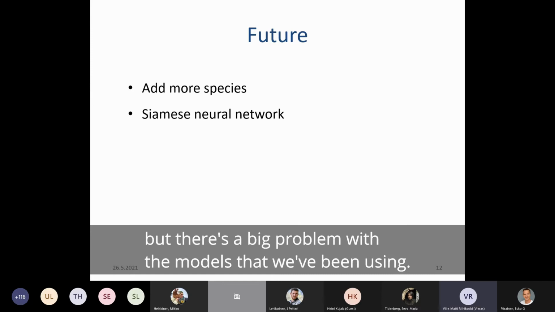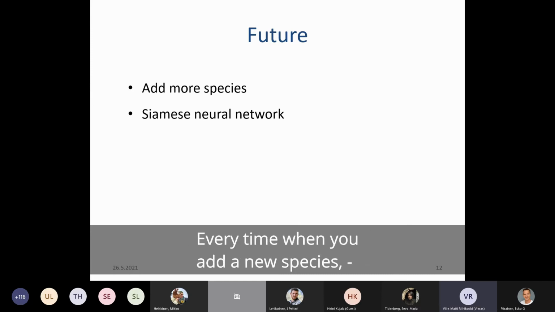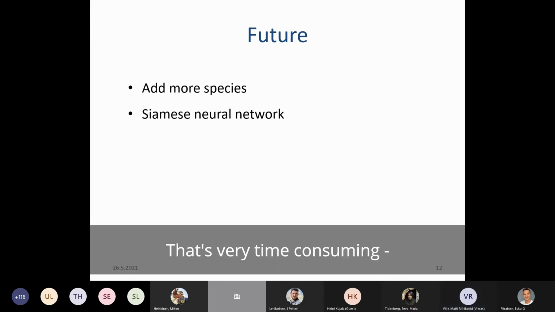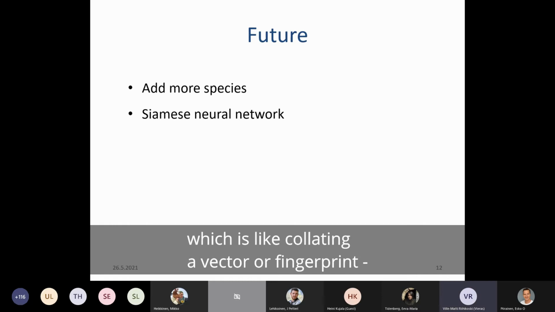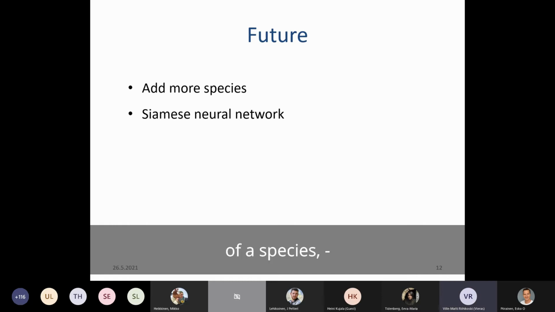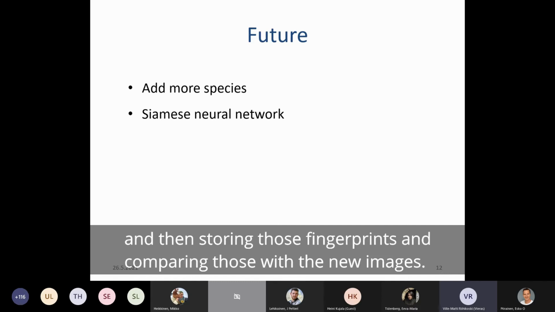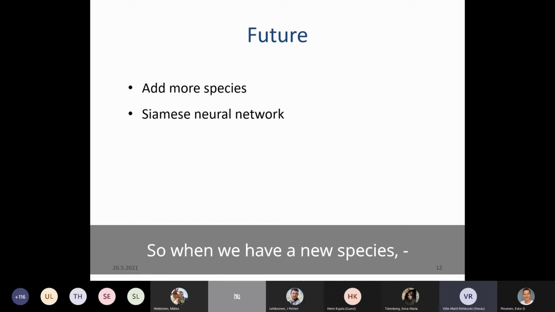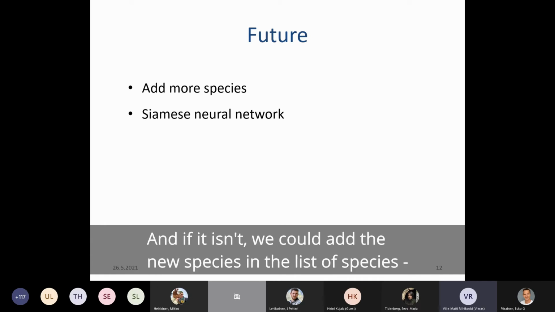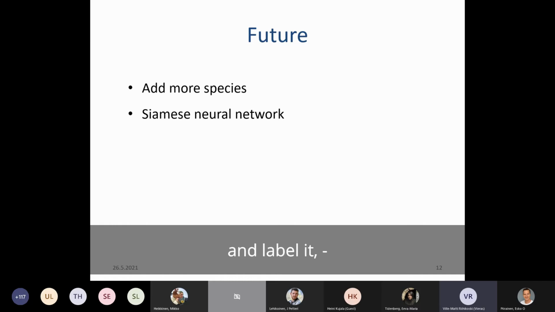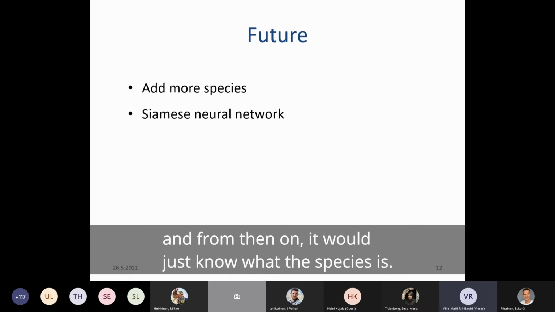But there is a big problem with the models that we've been using, because every time you add a new species, you basically have to retrain the whole model again. And that's a very time-consuming and power-consuming task. So we also want to take a look at the CMU's neural network, which is kind of like calculating a vector or a fingerprint of a species, and then storing those fingerprints and comparing those with the new images. So when we have a new species, we would just see if it's close enough to any other fingerprint. And if it's not, we could just add the new species to the list of known species and label it. And from then on, it would just know what the species is.